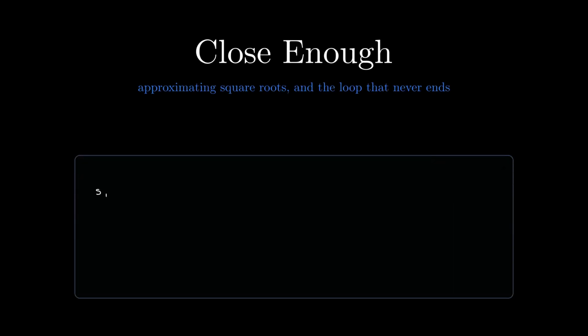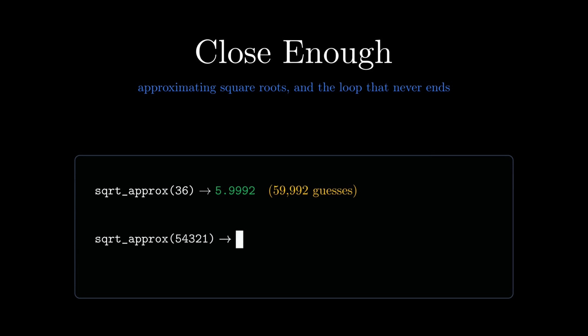Here is a program that estimates a square root. On most numbers, it finishes in a flash. Then we hand it the number 54,321, and it never stops. Not slow, never. The bug is not a typo. It is hiding in the one line that decides when to quit. And finding it teaches us how to compare numbers that can never be exactly equal.